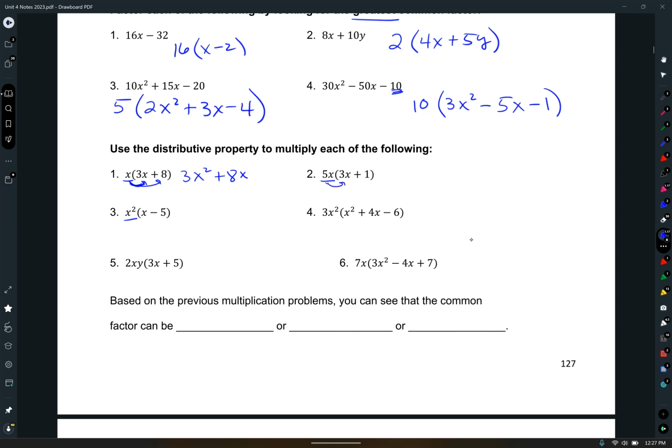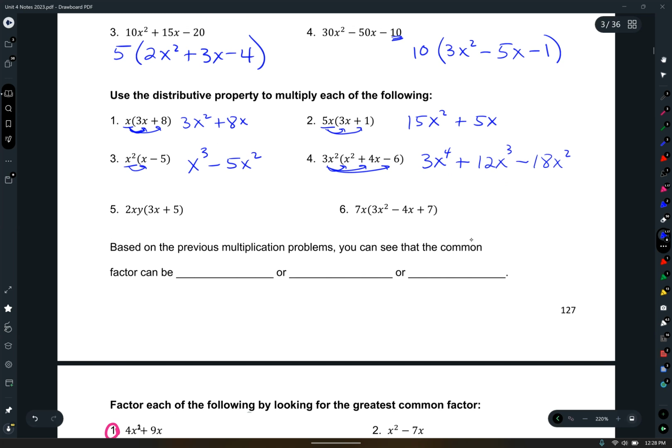On number 2, if I distribute, I would have 15x squared, because not only do you have to multiply the 5, but you also have to multiply the x, and then plus 5x. And number 3, when I distribute the x squared, you add your exponents, so x to the third minus 5x squared. On number 4, if I distribute this all the way across, you would have 3x to the fourth plus 12x to the third minus 18x squared.